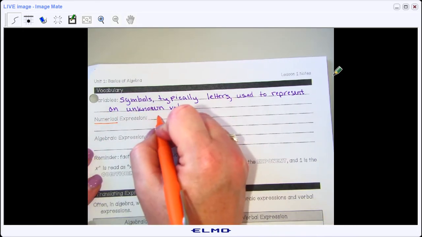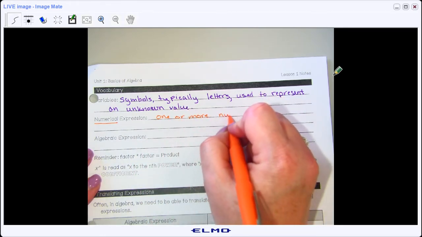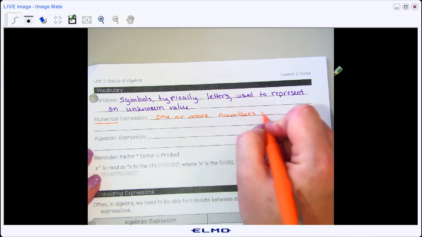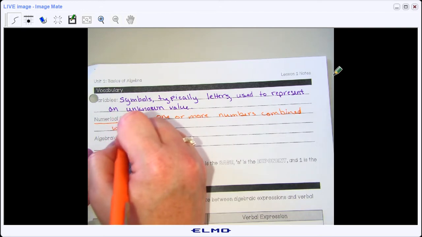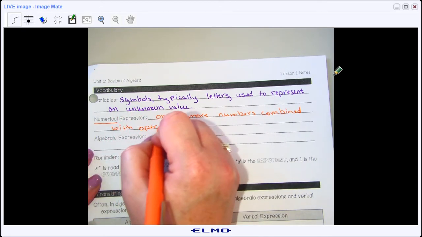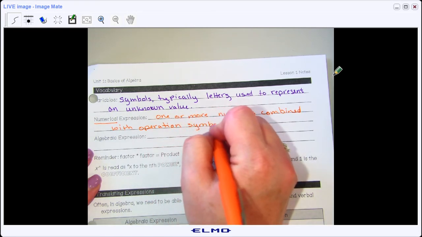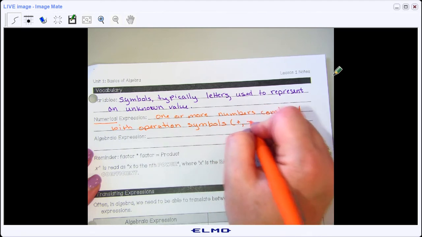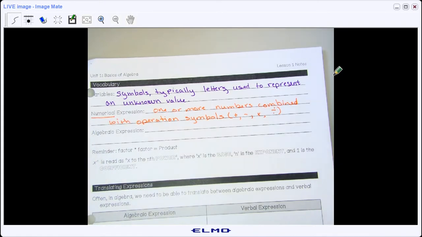A numerical expression is one or more numbers combined with operation symbols. So operation symbols would simply be your adding, subtracting, multiplying, and your dividing. So numerical means number. So those are purely just numbers, no letters in there whatsoever. So numerical expression, one or more numbers.